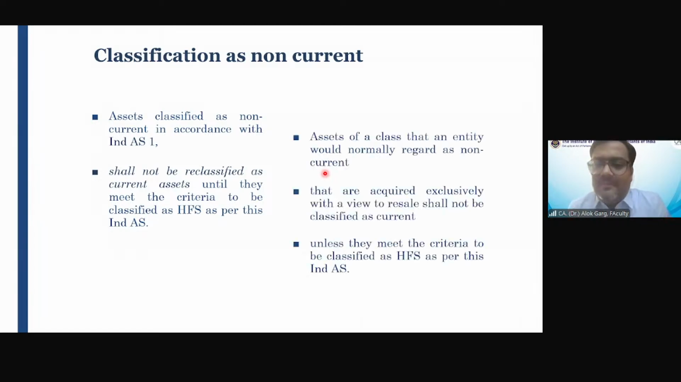Okay. So again, the standard is saying that an asset of a class that an entity would normally regard as non-current, which is acquired exclusively with a view to resale, shall not be reclassified as current until and unless it meets the held for sale criteria.